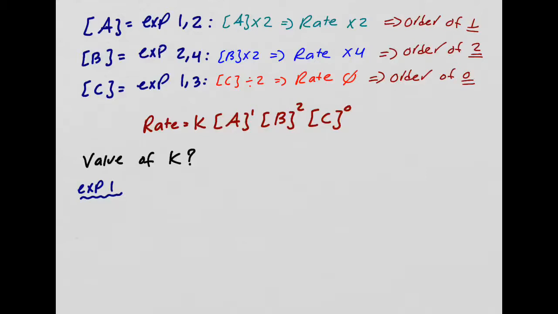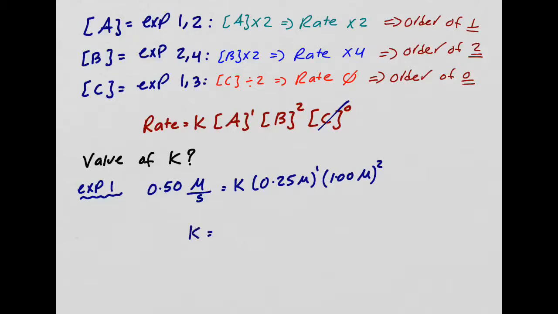So the rate was 0.50 molarity per second equals K, and then A was 0.25 molar to the power of 1 times B was 1.00 molar to the power of 2, and C doesn't matter. I'm just going to cross it out. C doesn't matter. It's a 0 order. It's not going to make a difference in my rate. Okay. So, now, easy algebra. So, K is going to equal 2.0.